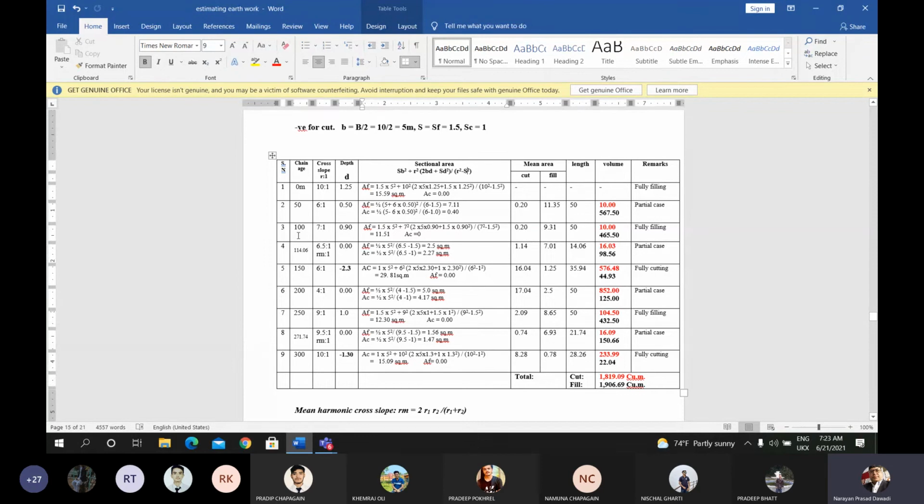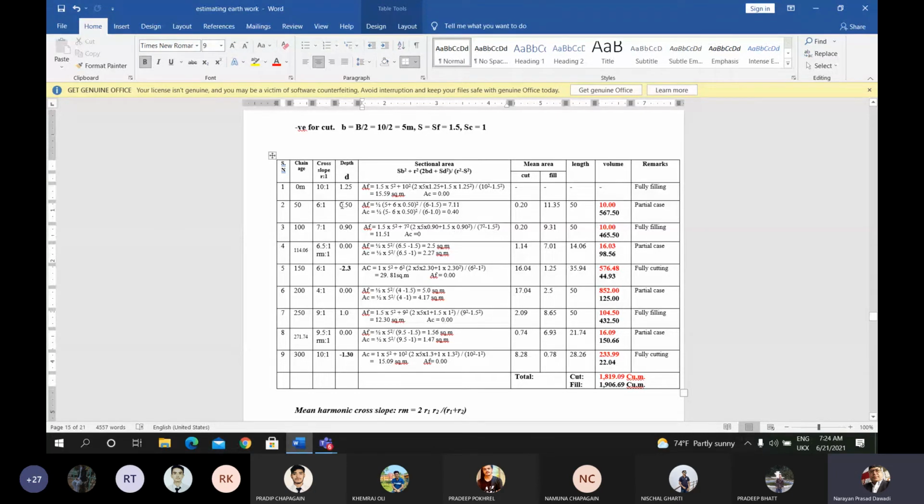Okay, now for the second case, 50 meter chainage, 5 into 0.503 meter, which is less than small b, 5 meter. This is the partial case. The depth is given for the filling depth. The area of the filling must be greater than the area of cutting, so take the positive value.